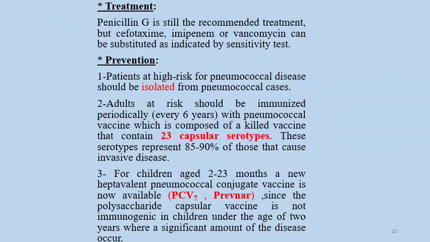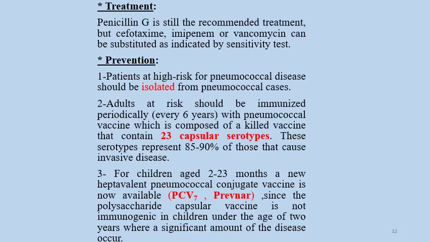Treatment. Penicillin G is still the recommended treatment, but sometimes we undergo sensitivity testing and we choose the most appropriate antibiotic, such as cefotaxime, imipenem, or vancomycin. For prevention, patients at high risk for pneumococcal diseases, those who are at high risk, people with weak immunity, people who suffer from low immunity, should be isolated from pneumococcal cases. And of course, it's better for them to take a vaccine. There is an available vaccine for adults. So adults at risk should also be immunized periodically.